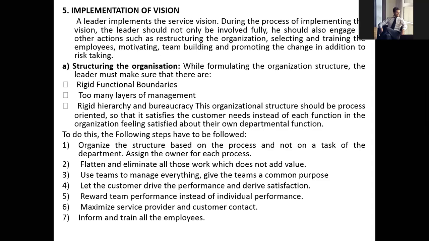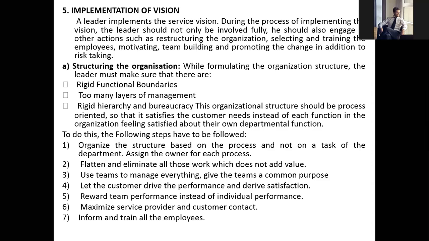There should not be too many layers of management. They have to give responsibility to someone who is really familiar with them and who is going to work very hard. Depending on that, they have to maintain a rigid hierarchy and bureaucracy. This organizational structure should be process oriented, no doubt. They believe only in the work, so that it satisfies the customer needs, instead of each function in the organization feeling satisfied about its own departmental function. To do this, the following steps have to be followed for structuring the organization.